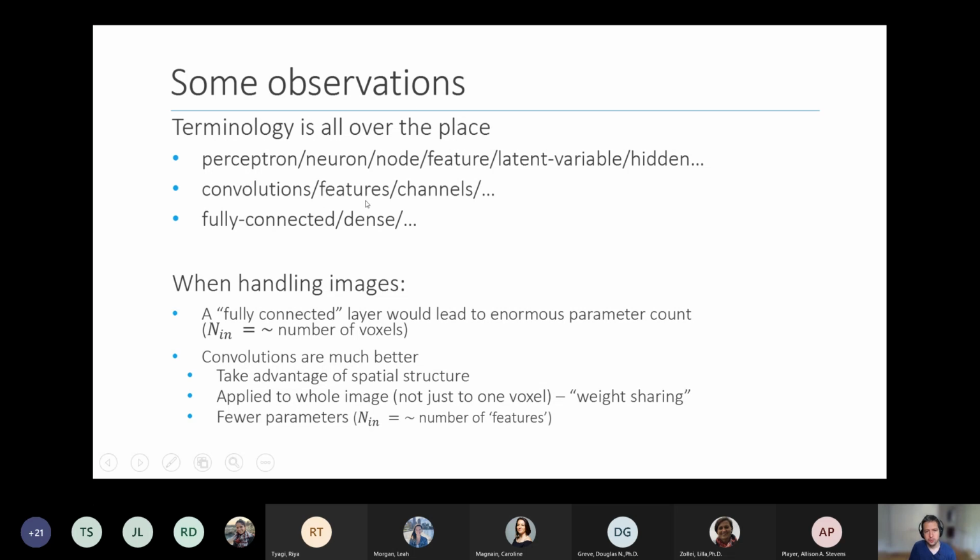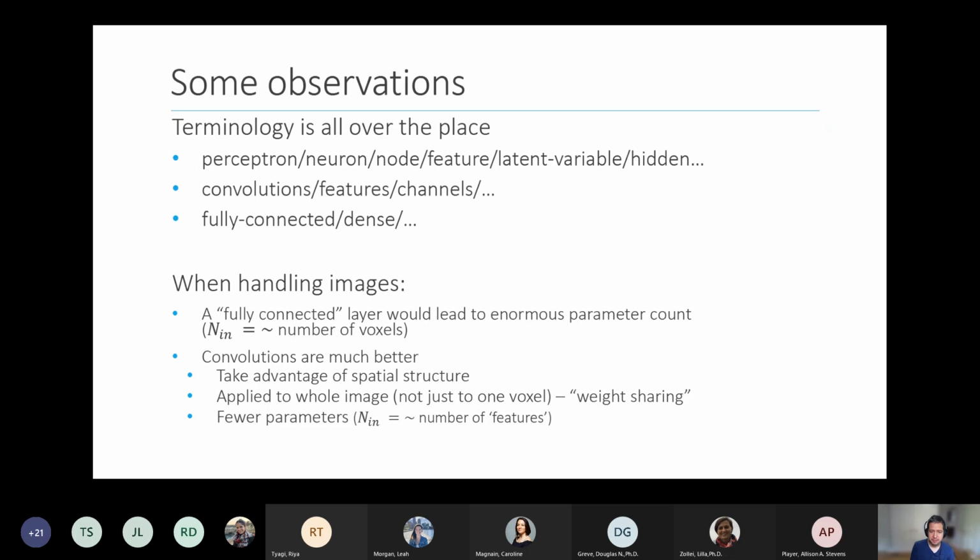There are also convolutions or features or channels. These tend to be the output of the convolution operation. So that Y variable that I had in my slides, people will refer to it as features or channels or things like that. And then you'll see other terminologies that get mixed up, like fully connected versus dense. These are layers that use a lot of perceptrons, and people use different names to mean the same thing.